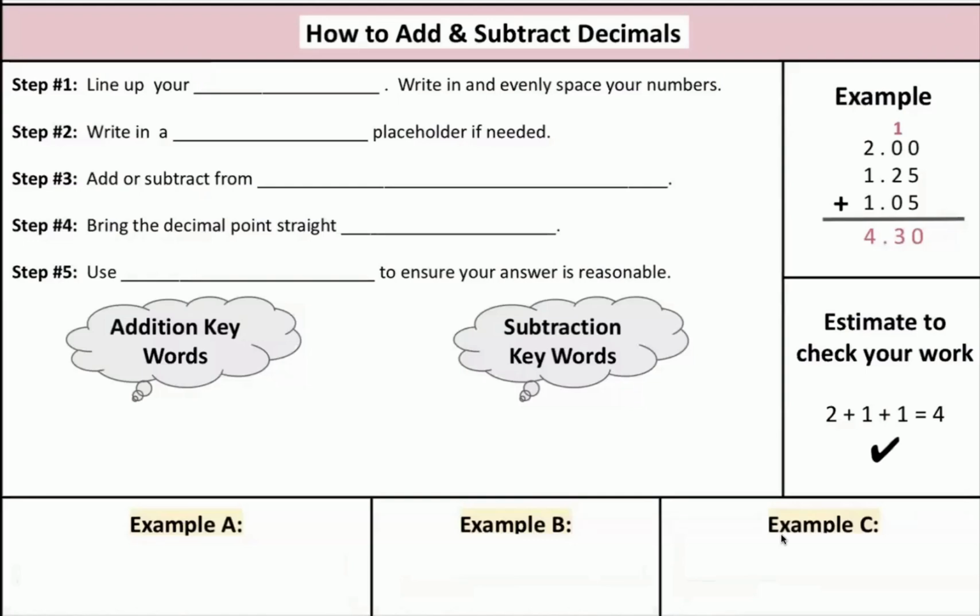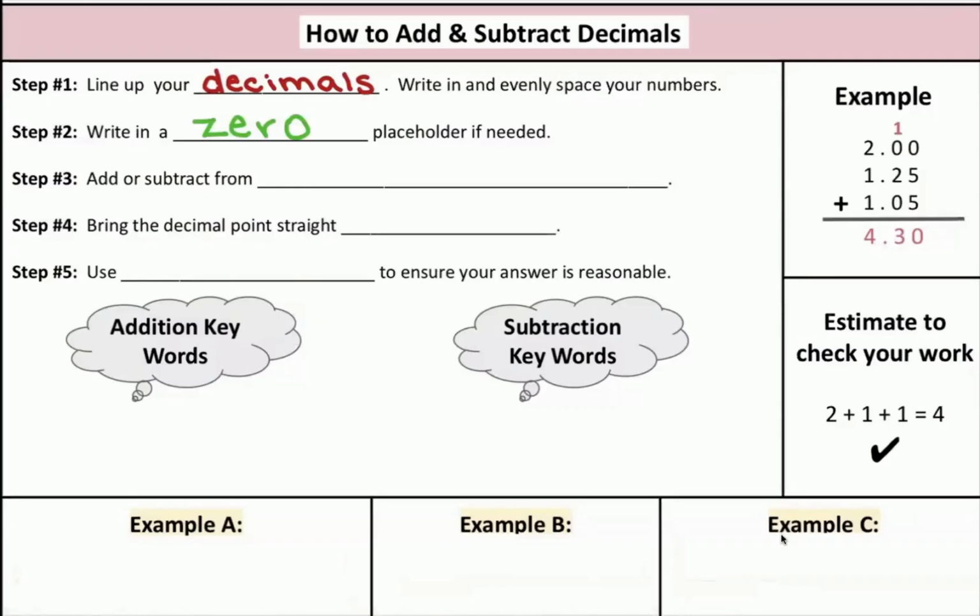Let's take a look at our notes. Make sure you're writing with me. Our first step in adding and subtracting decimals is to line up your decimals and write them in evenly. A good rule of thumb is to space each number and have 1 pinky's worth of space between each number. You can see on our notes that we have a little example of spreading out our numbers and decimals evenly.